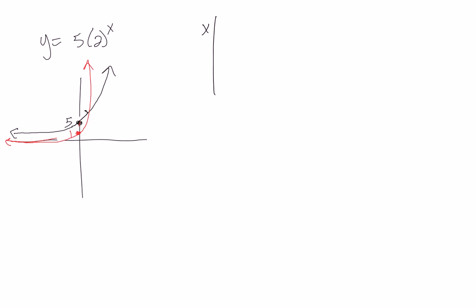So let's do our little table again. If x is 0, 5 times 2 to the 0, in this case, is 5. If x is 1, we have 5 times 2 to the 1. So we get 5 times 2 is 10. X is 2, we have 5 times 2 to the 2, which would be 20, and so on. So you can see the difference between the two charts.